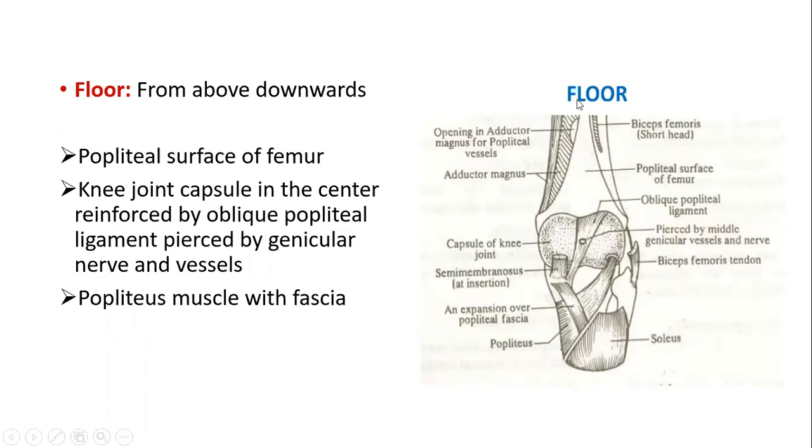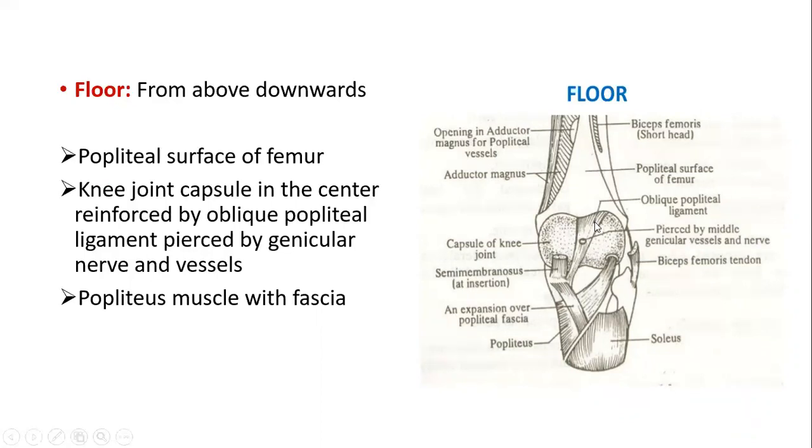Then we have floor. The floor needs to be described from above downwards, that is, from proximal to distal structures, or starting from femur above up till tibia below. So we have popliteal surface of the femur. Then we have in the center the knee joint capsule, its posterior aspect. This capsule of knee joint is reinforced by a ligament which is called oblique popliteal ligament.